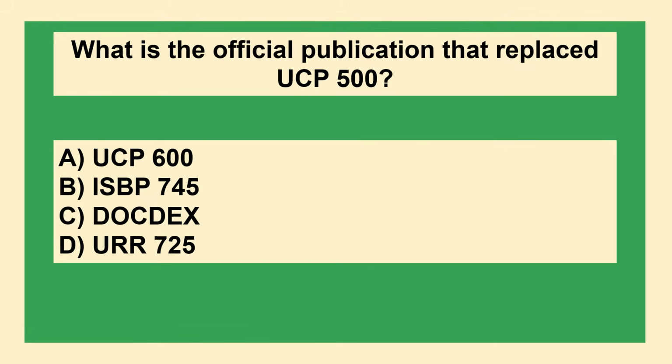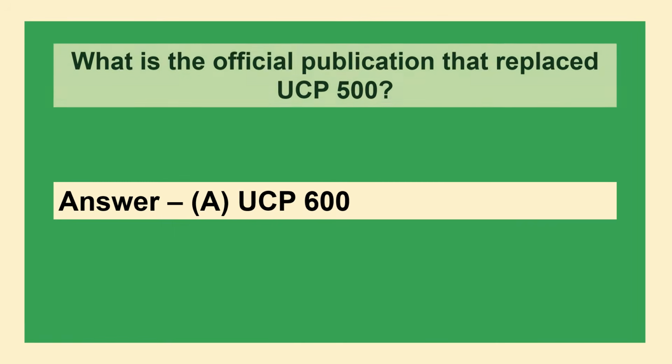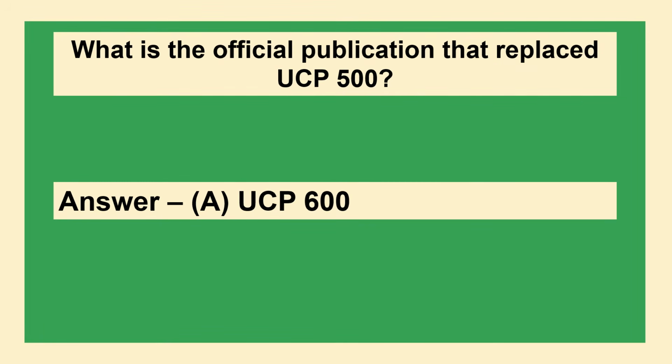Question, what is the official publication that replaced UCP 500? Option A, UCP 600. Option B, ISBP 745. Option C, DocDex. Option D, URR 725. Answer, option A, UCP 600.